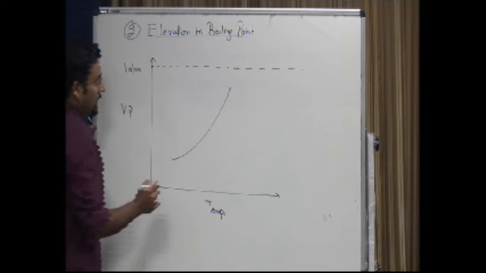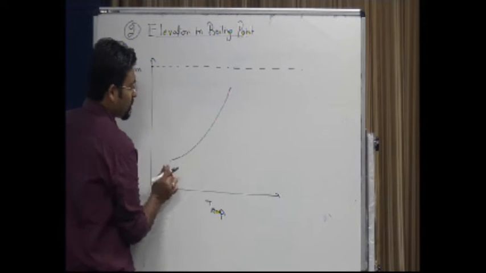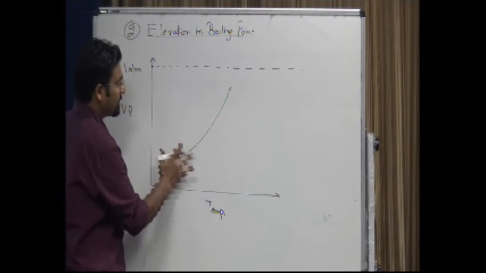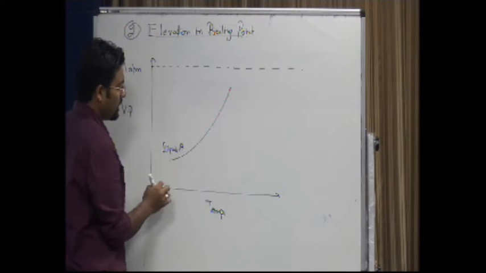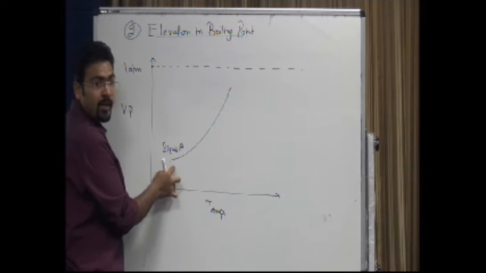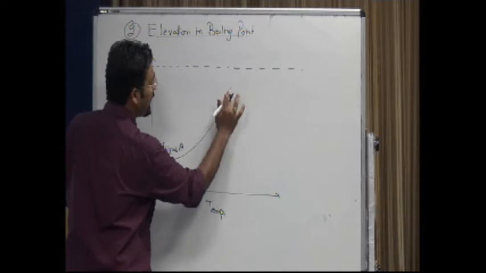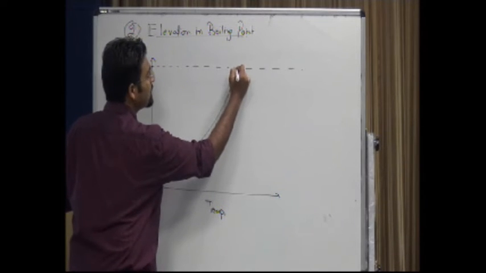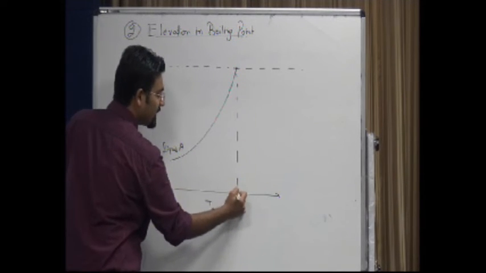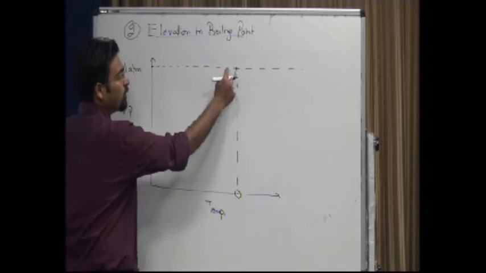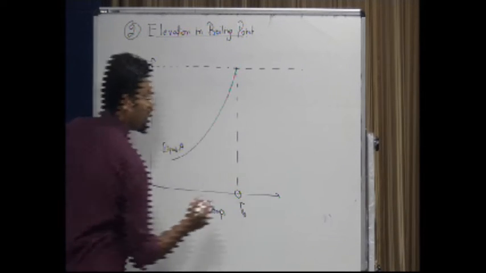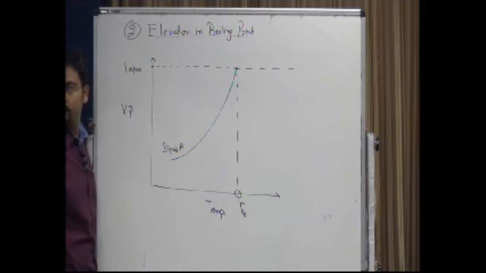So this is the vapor pressure of a liquid, for example, liquid A. The vapor pressure of liquid A is increasing with temperature and will reach a value which is 1 atm at this temperature. The temperature at which the vapor pressure of a liquid becomes equal to 1 atm is called its normal boiling point or standard boiling point.